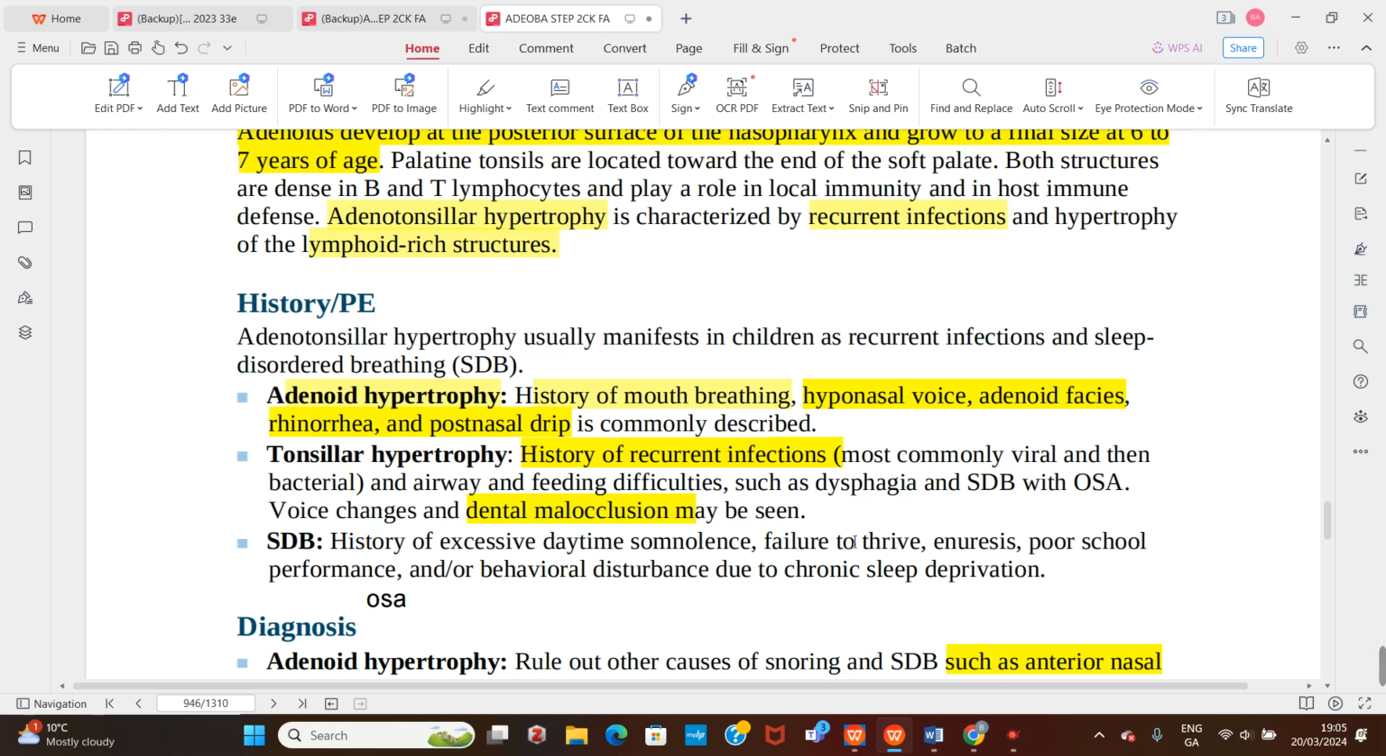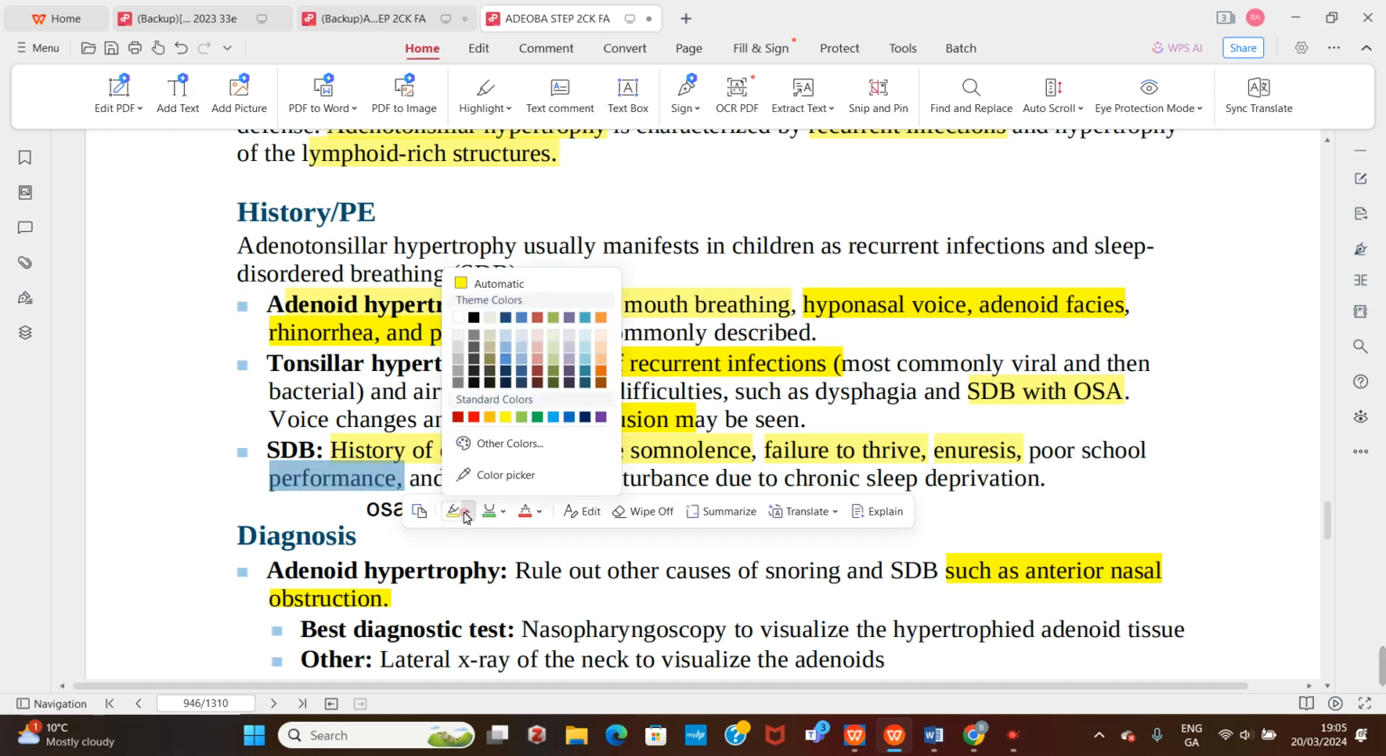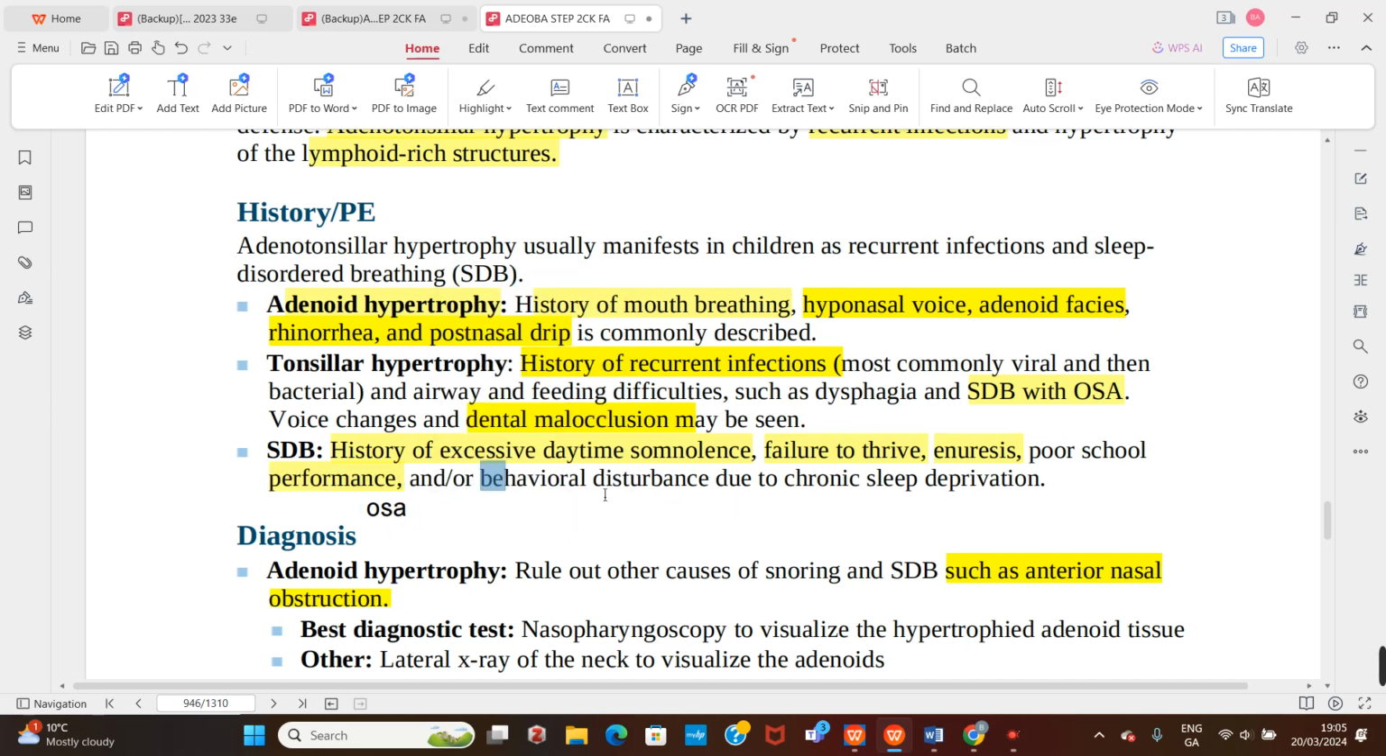airway obstruction. So what is common to both of them is that they can have sleep disorders like obstructive sleep apnea, because of the adenotonsillar hypertrophy. So they'll be having features of sleep apnea like excessive daytime somnolence, failure to thrive because they are not getting good sleep, enuresis because of the stress, and poor school performance. That's the influence on their cognition and changes in behavior. They might get so aggressive, start throwing tantrums and the likes because they are not getting good sleep.